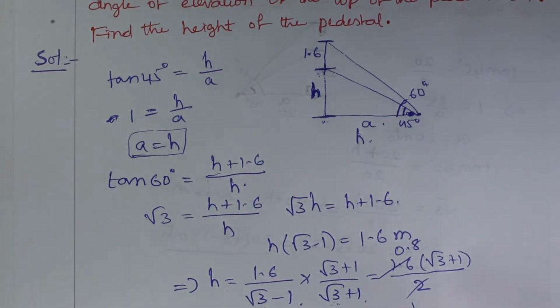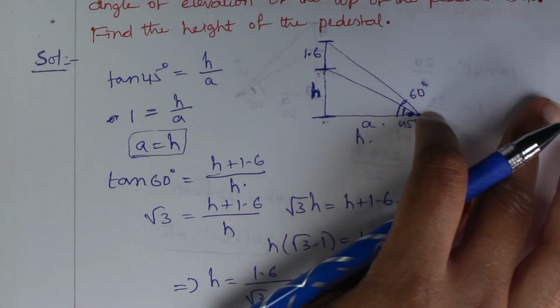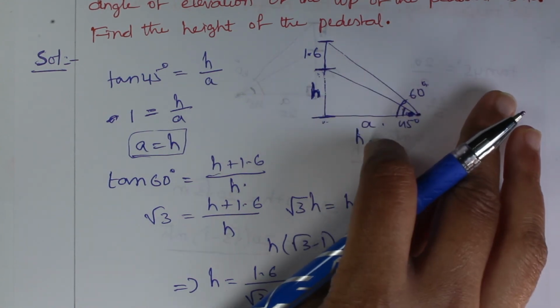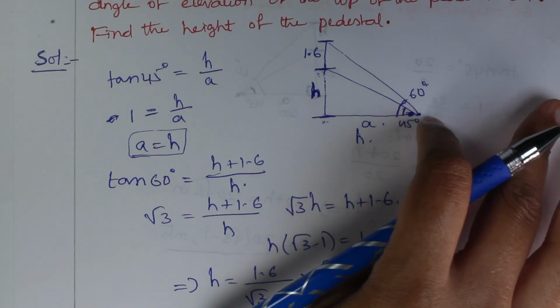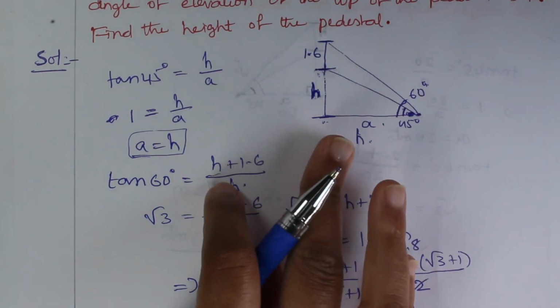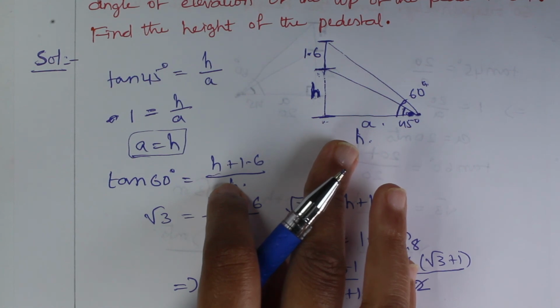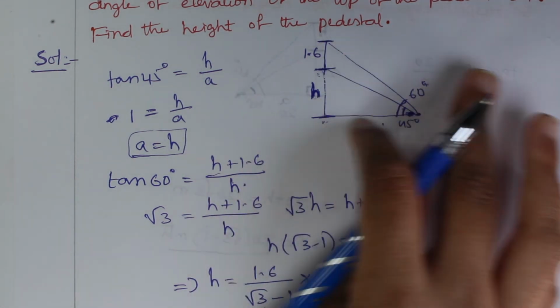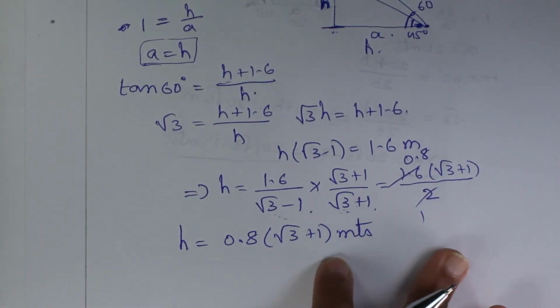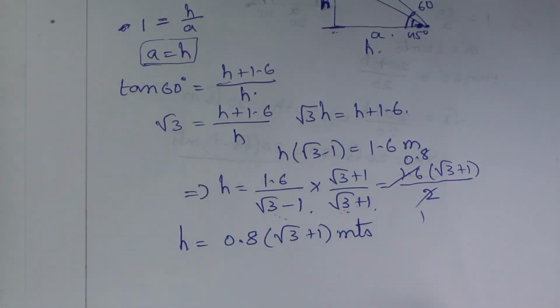I have taken the smaller triangle and I found out that tan 45 is equal to h by a. So a is equal to h from the smaller triangle. And then I have considered the bigger triangle and calculated the tan 60 value. Tan 60 degrees is equal to opposite side by adjacent side, and I have calculated the value of h. h is equal to 0.8 into root 3 plus 1 meters. Hope this is clear for you.